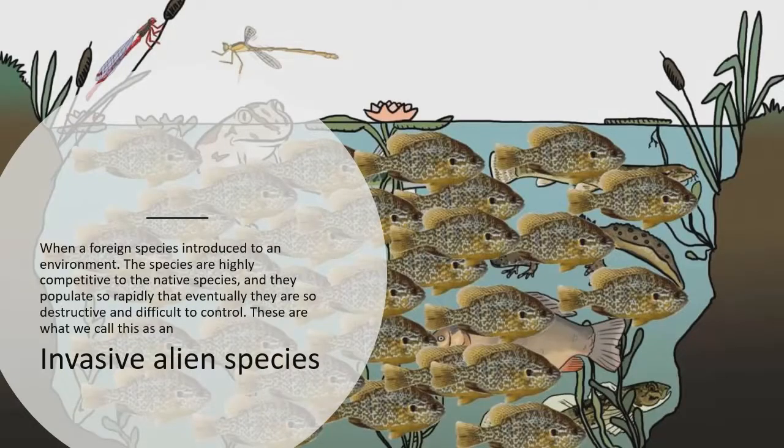When a foreign species is introduced to an environment, it may be highly competitive with the native species, and they populate so rapidly that eventually they are so destructive and difficult to control. These are what we call invasive alien species.